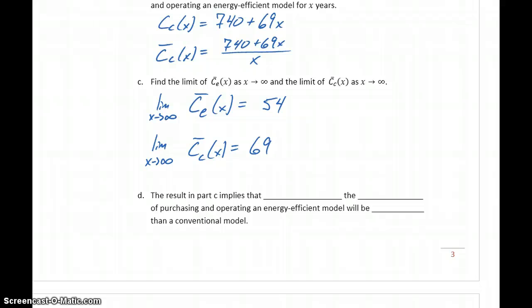And then we want to provide an interpretation for what this means. So the result in part C implies that over time, so not initially, but as time passes on, the average cost for purchasing and operating the energy efficient model, since that's approaching a cost of $54, is going to be cheaper than that same purchasing and operating cost for a conventional model.